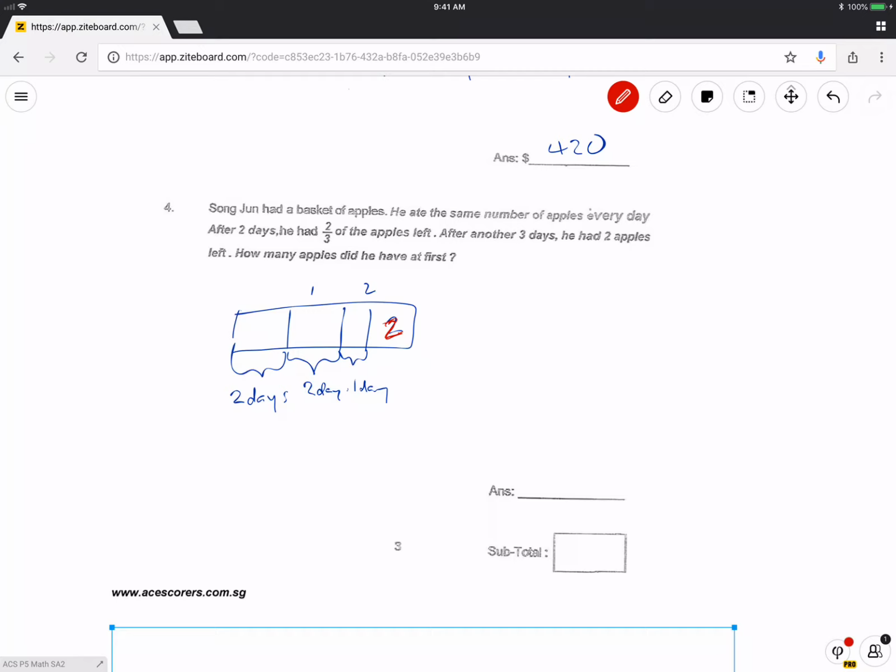Now if you see this, every box is actually 2 days. So this box should be 2 days as well. So what we can deduce from here is that this 2 represents 1 day. Now if 2 is 1 day, that means he eats 2 apples per day. There are a total of 6 days. So altogether there are 12 times 6. Right, next.